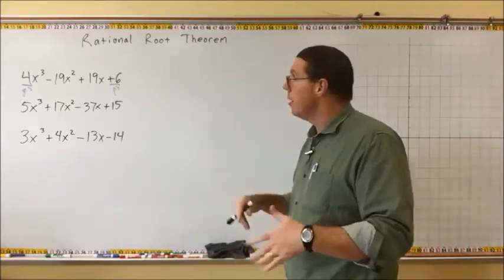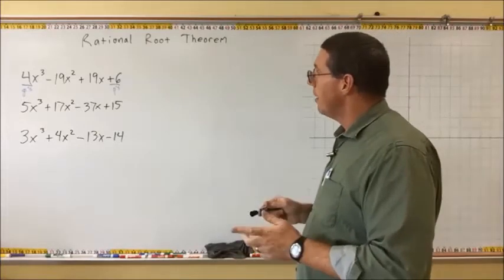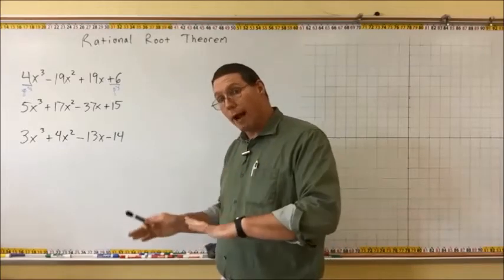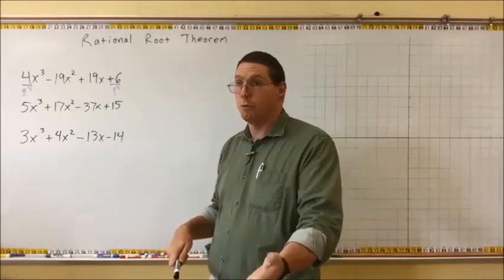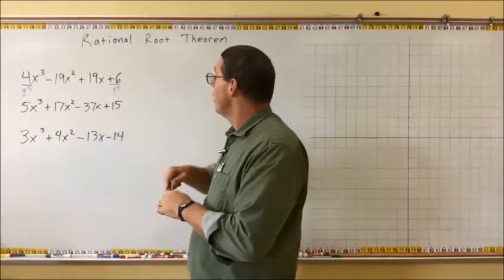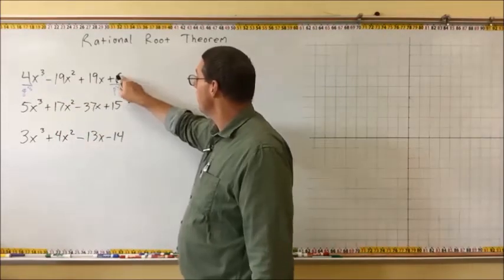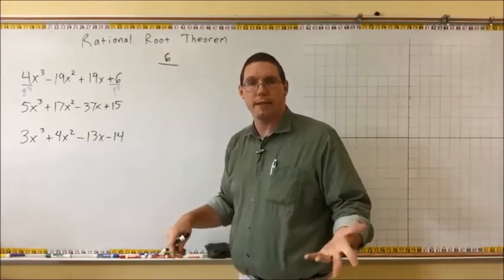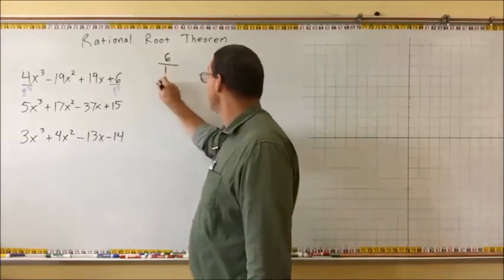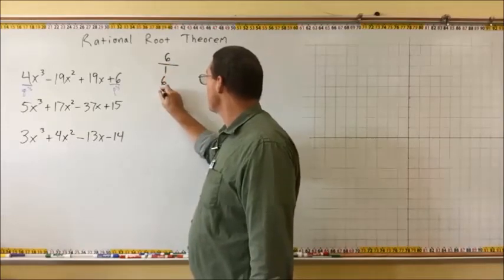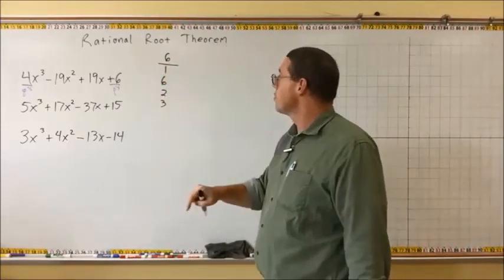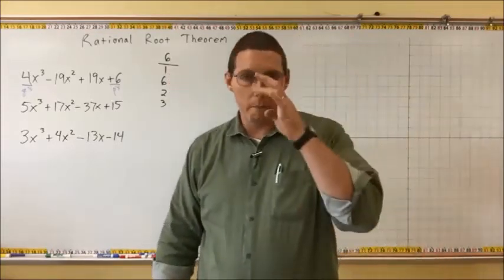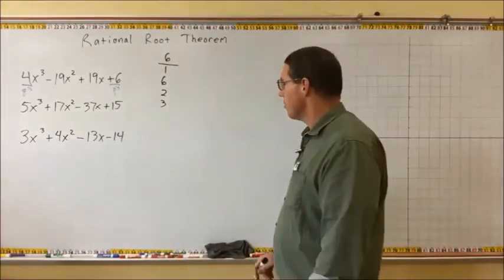Here's what I mean. Let's say I want to identify all of the possible rational roots. These aren't all the rational roots. These are the possible rational roots of this polynomial. Well, I'm going to take all the factors of the last number, the number 6. What can be multiplied to equal 6? Well, there's 1 and 6, and then there's also 2 and 3. So the factors of 6 are 1, 6, 2, and 3. Those are the only whole number factors of 6.